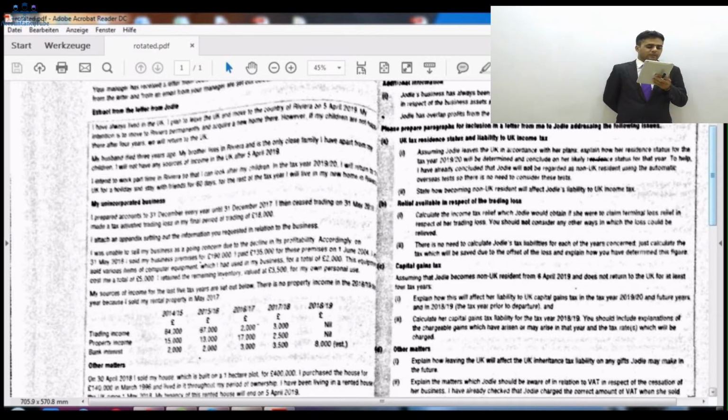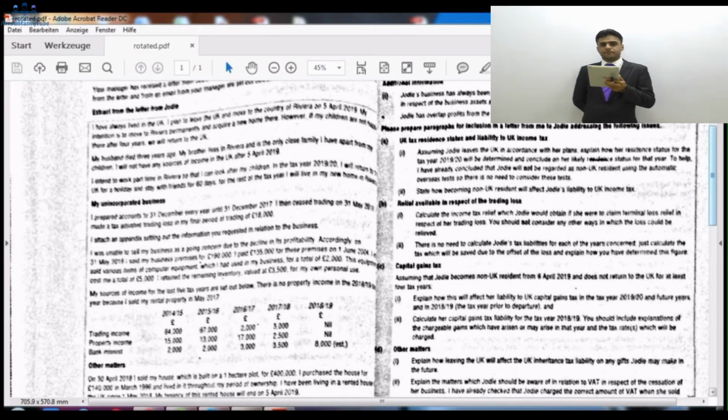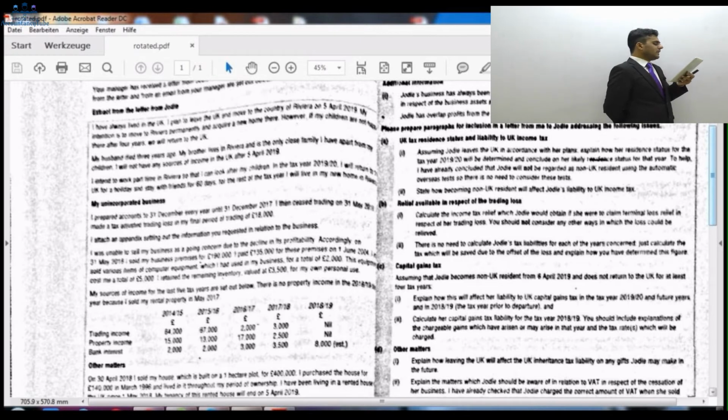Alright, and after that it says state how becoming a non-UK resident will affect Jodi's liability to UK income tax. So if you become non-UK resident, how Jodi's liability to UK income tax will be calculated. Alright, so what would be the effect on that? Now we have to read the scenario.